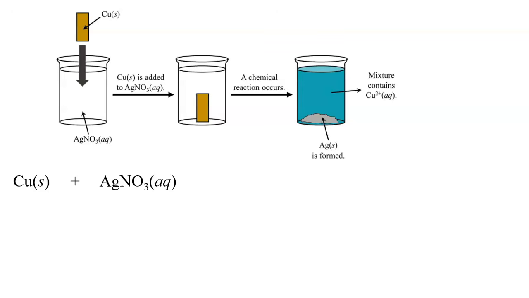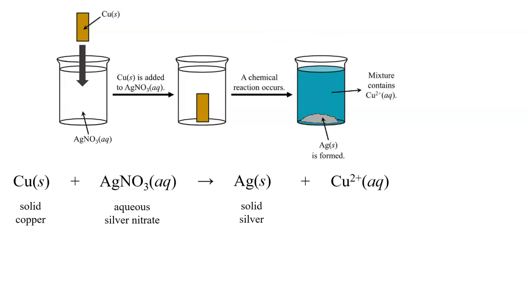So we know the reactants in this experiment are solid copper and aqueous silver nitrate, AgNO3. And the products that are formed in this experiment are solid silver and aqueous copper 2 plus ions. So the reactants are solid copper and aqueous silver nitrate, and the products are solid silver and aqueous copper 2 plus ions. Now you might be wondering, if there are nitrate ions present on the left side of the equation, shouldn't there be nitrate ions present on the right side of the equation? And the answer is yes.